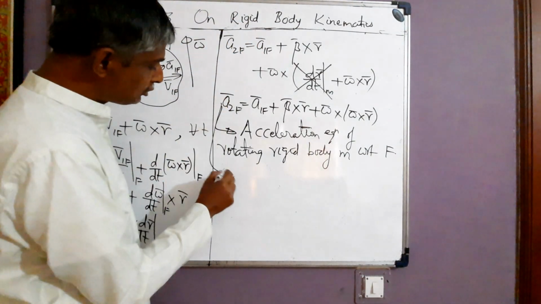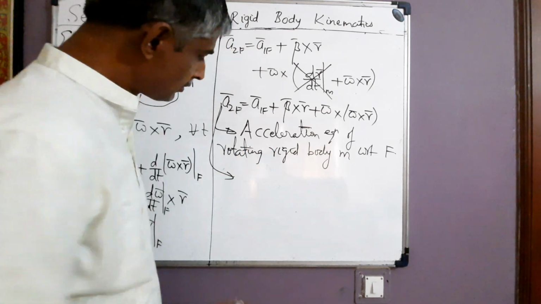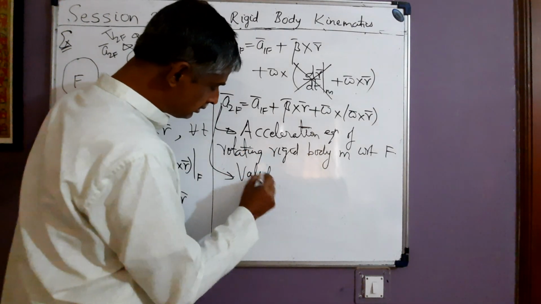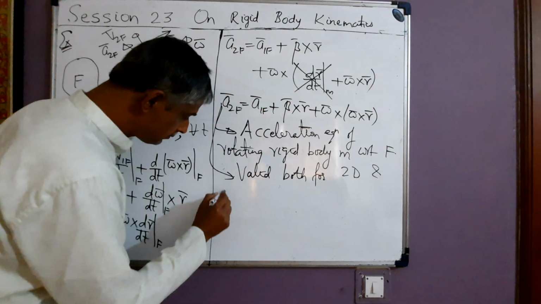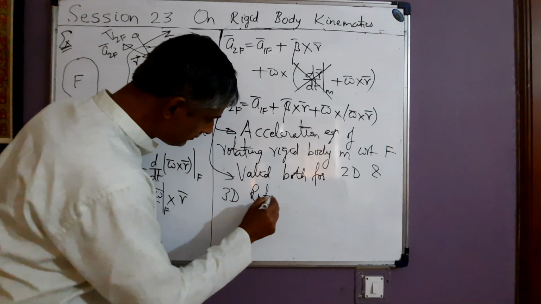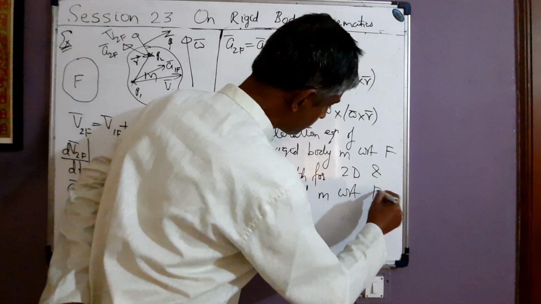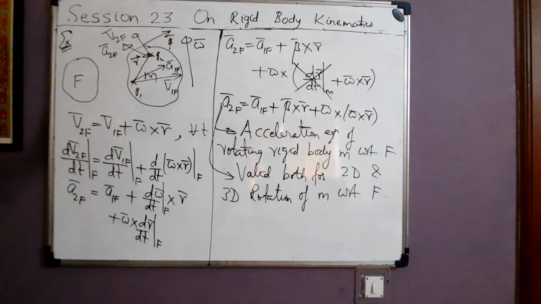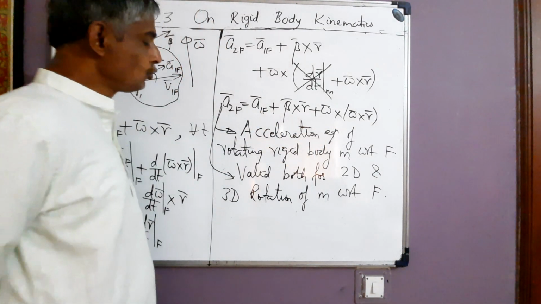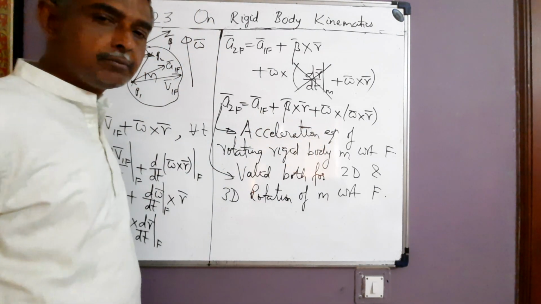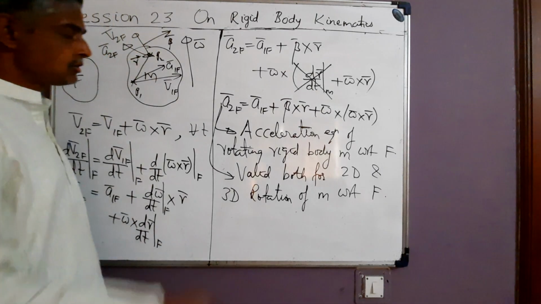So this formula is valid for both cases, 2D and 3D rotation of m with respect to f. It is a general formula, it's always valid. Okay, so this formula relates the acceleration of two points, two locations P1 and P2 of a rigid body m, which rotates with respect to some given reference frame f. So it's valid in both cases.